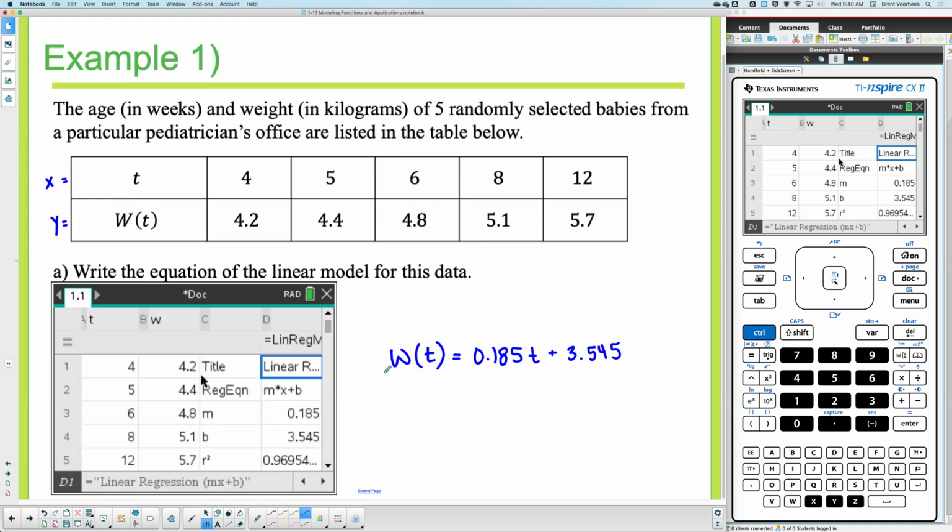So this is the model W. So from here on out, if I say model W, I'm talking about this equation that we just came up with. Did they give us that equation? No, we modeled the data with the equation. Okay? Part B.